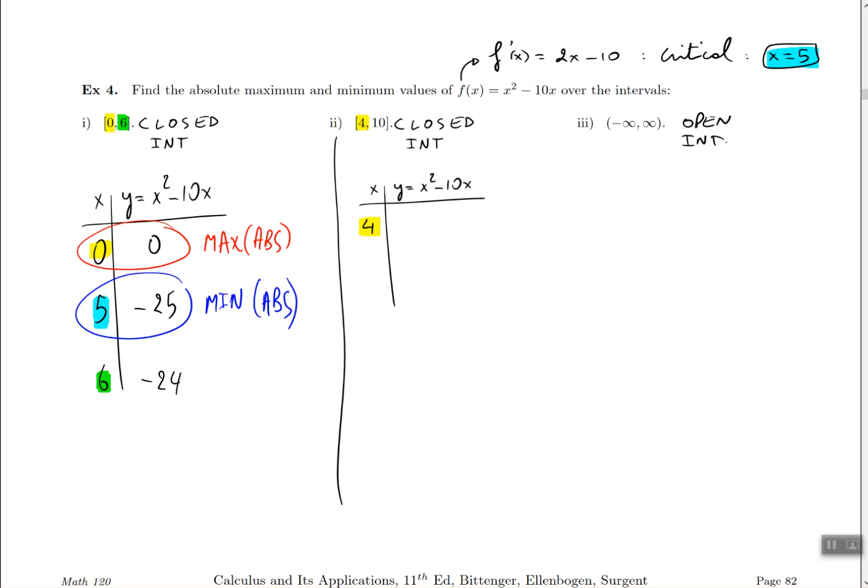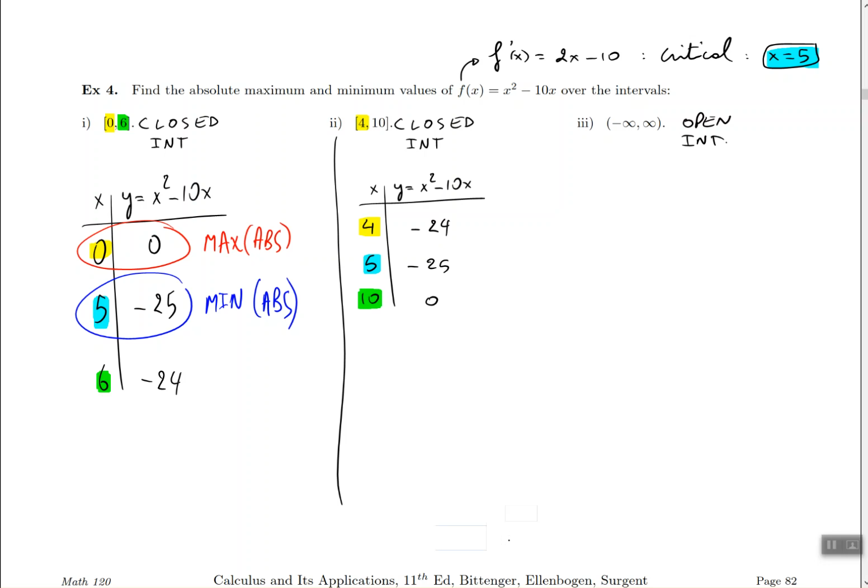The critical number was 5, so we're going to be putting 5 in the table. And the last number is 10. Again, 5 because it was a critical number, and 10 because it was the end of the interval. Put this in your calculator and get the values of the function. I'll give you a second to think about that.